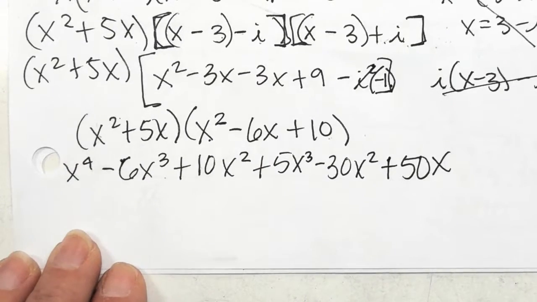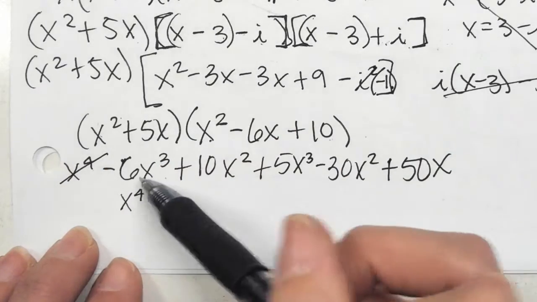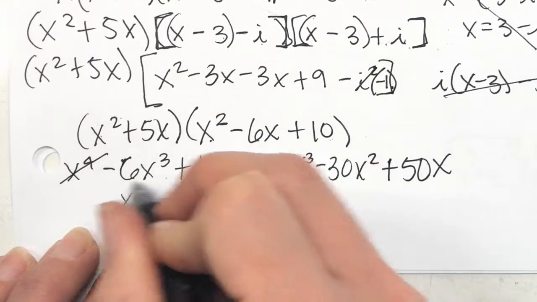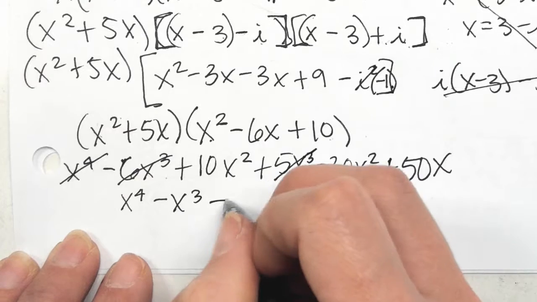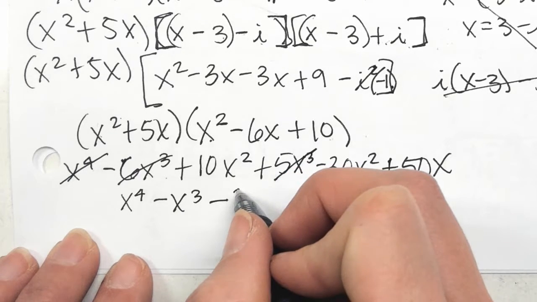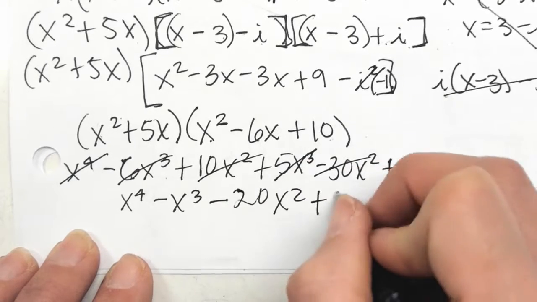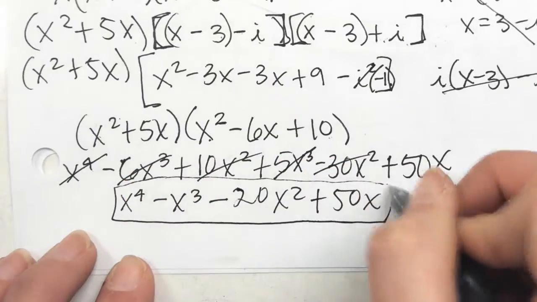Alright, so my x to the fourth comes down first. I have 2x cubed. That's going to make what? Good. Negative x cubed. I have 2x squared. That's going to make what? Negative 20x squared. And then plus 50x. That's it.